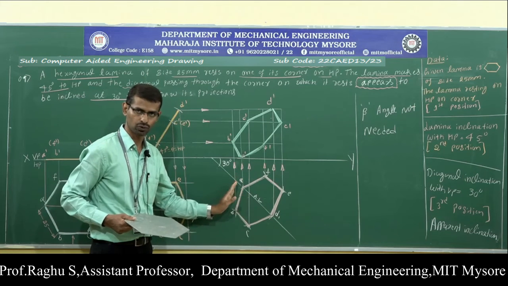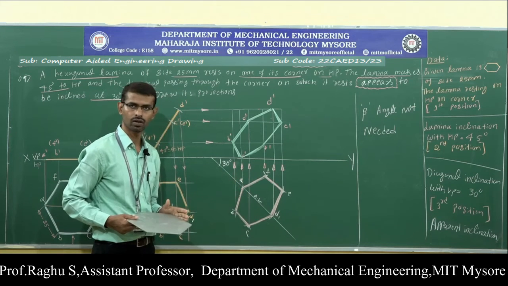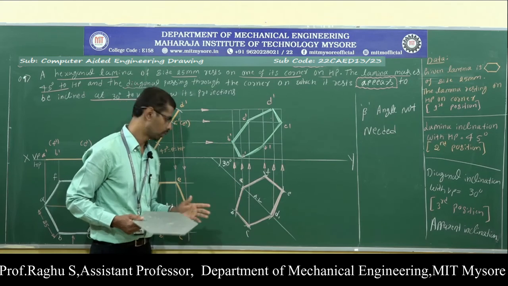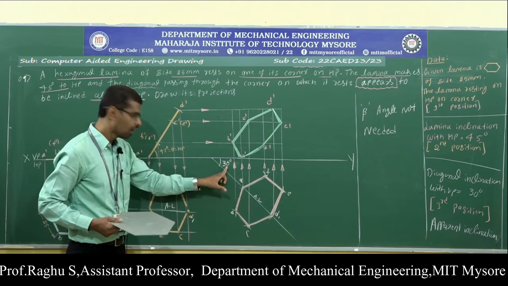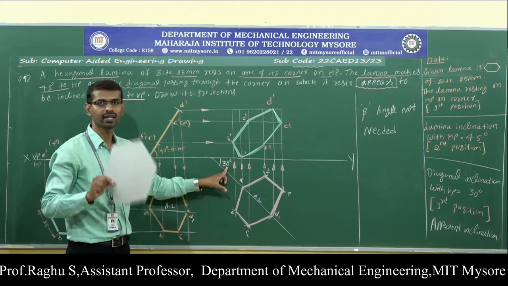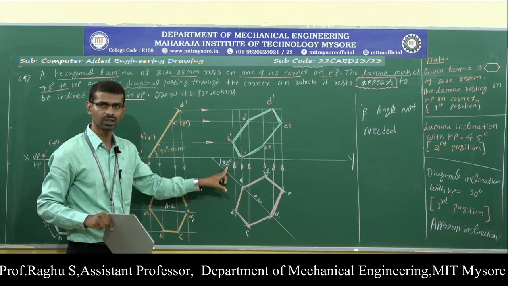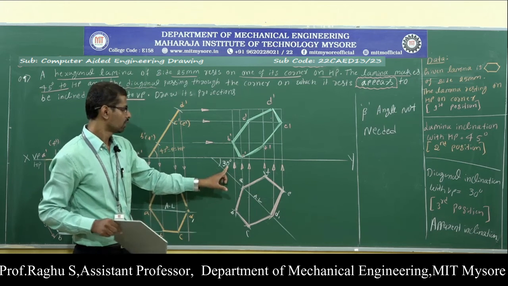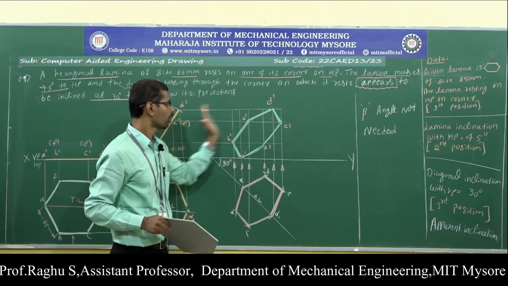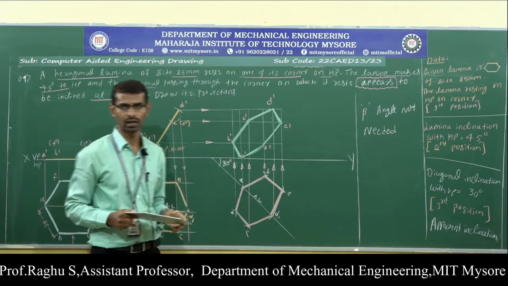We have already discussed the procedure of how to redraw this lamina, so just go through the previous problem. Now just redraw this lamina on the 30 degree line without finding any beta angle, since in the problem he has given the beta angle. Next, draw vertical upward projections and horizontal projections to get the final view.